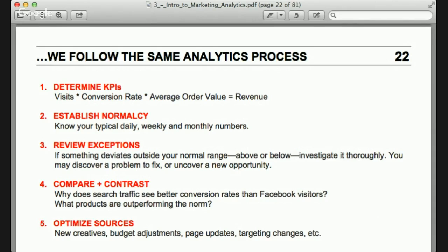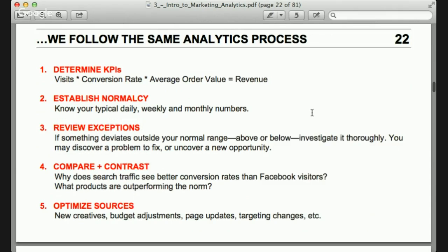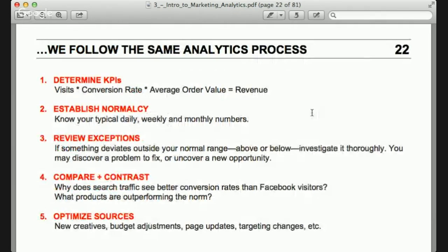So a typical one for an e-commerce site: visits times a particular conversion rate times the average price that people spend on your site, or the average order value, ultimately equals revenue. So if you increase any one of those things, your conversion rate, the number of people who visit your site, or the average order value, then your revenue goes up. And so it's about identifying what is the equation for our revenue and what activities we can do to increase that. Second step is establishing normalcy, understanding what is normal for our business.